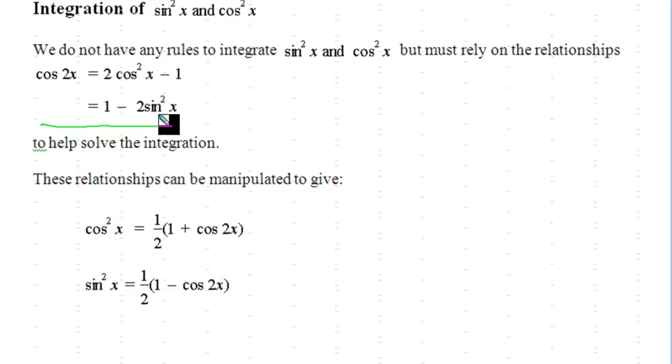Or if we're getting sine squared x by itself, we add the 2 sine squared x, subtract cos 2x, and then divide by the 2 to get the half there. So we want to put either in those forms, because we can integrate that now. We've got rules to integrate cos of 2x, so that's not a problem. That was harder, but this one makes it easier.